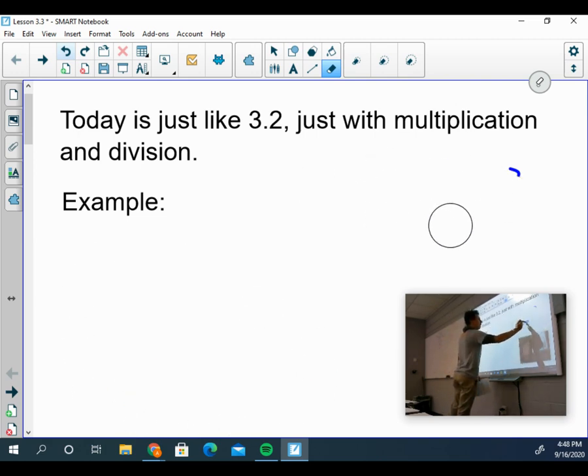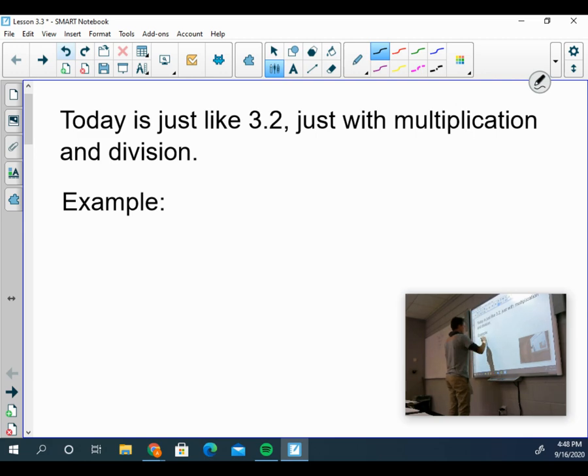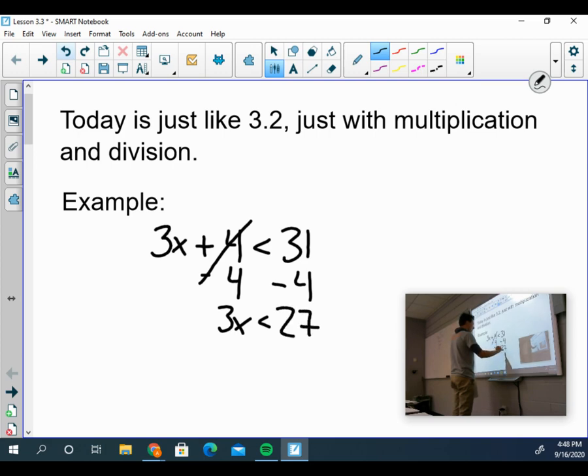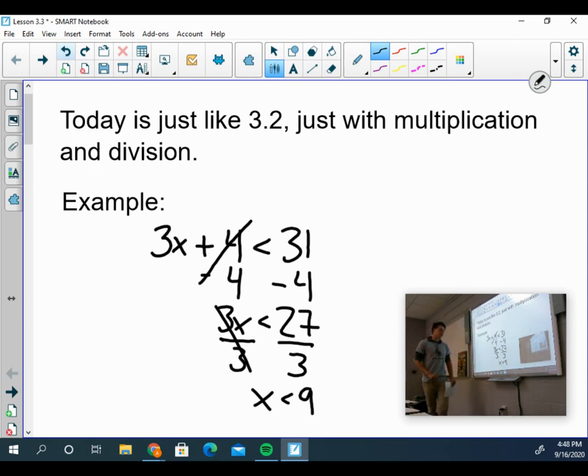Let's say I had 3x plus 4 is less than 31. 3x plus 4 is less than 31. I want to get x by itself. What am I going to do? I'm going to subtract 4 from both sides. And just like I would do with an algebraic equation, I'm left with 3x is less than 27. Divide both sides by 3, and I get x is less than 9.